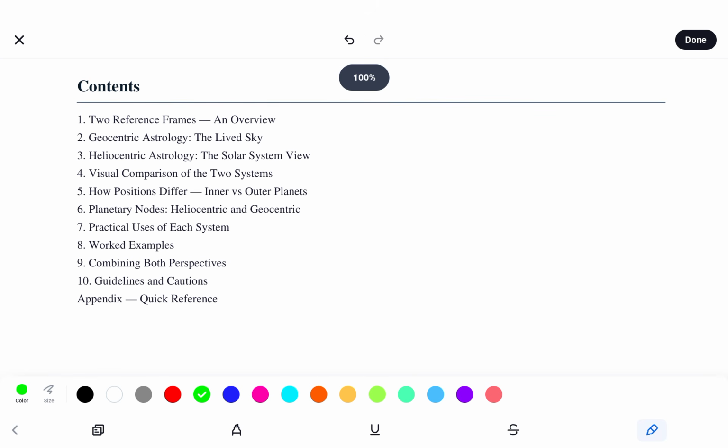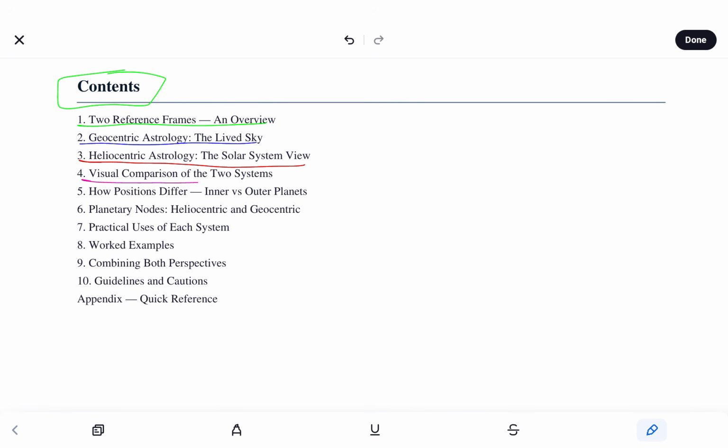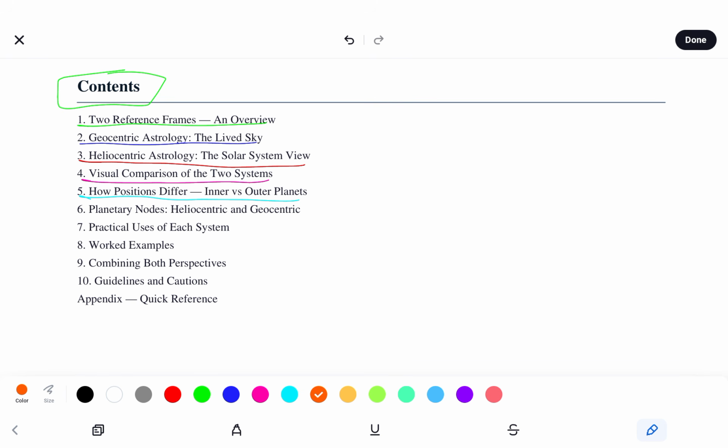In this video, we're going to look at a few different things. First is two reference frames and overview: geocentric astrology, the live sky; heliocentric astrology, the solar system view; visual comparison of the two systems, how positions differ, inner versus outer planets, planetary nodes, heliocentric and geocentric, practical uses of each system, worked examples, combining both perspectives, guidelines and cautions, appendix, quick reference.